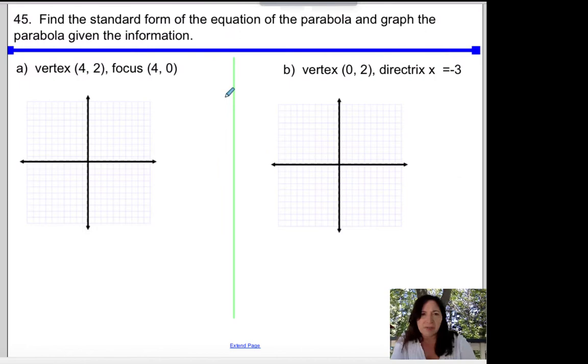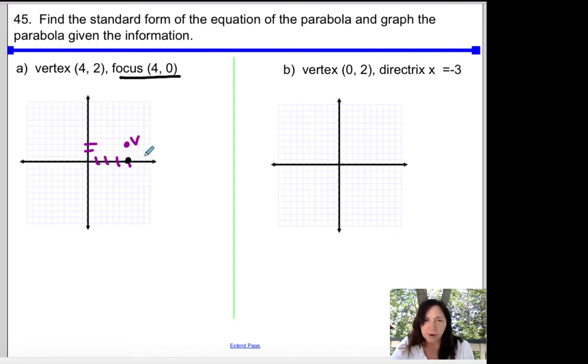The next question says, find the standard form of the equation of the parabola and graph the parabola given the information. So for this first problem, it says that you have a vertex at (4, 2). So we're going to go over 4 and then up 2. So there's the vertex. I like to put a V there or an F depending on the focus. And this one says that my focus is (4, 0), so there's my focus point here. So what that means is the distance between my focus and my vertex is 2. So that means p is equal to 2. That's my distance between my vertex and my focus.